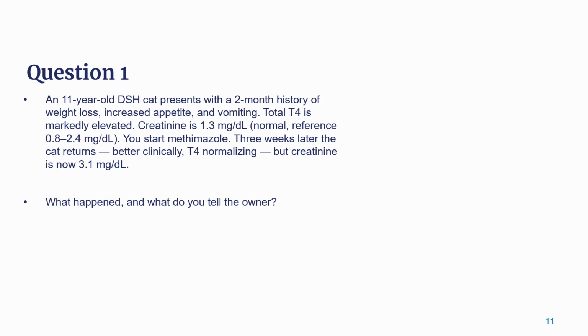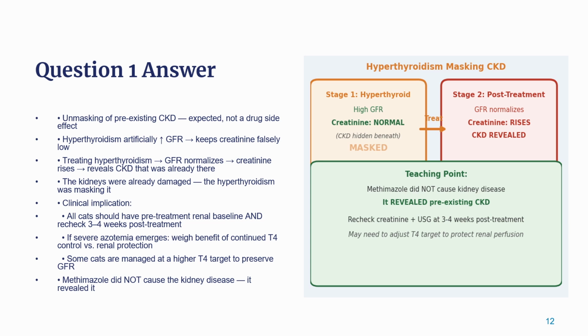Question 1. T4 was high, creatinine was normal. You treat the hyperthyroidism and the creatinine jumps to 3.1. The owner is alarmed. Did the medication damage the kidneys? What do you tell them and why did this happen? This is one of the most important and most emotionally fraught conversations in feline medicine. The owner thinks the medication damaged the kidneys. It didn't. Here's the explanation.